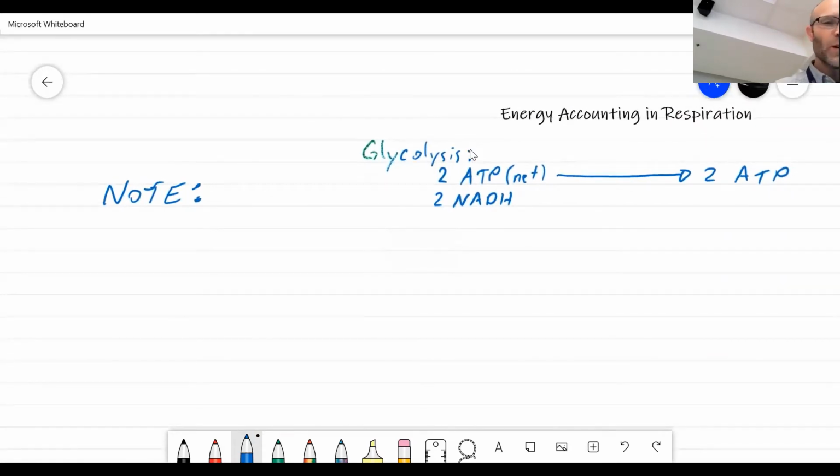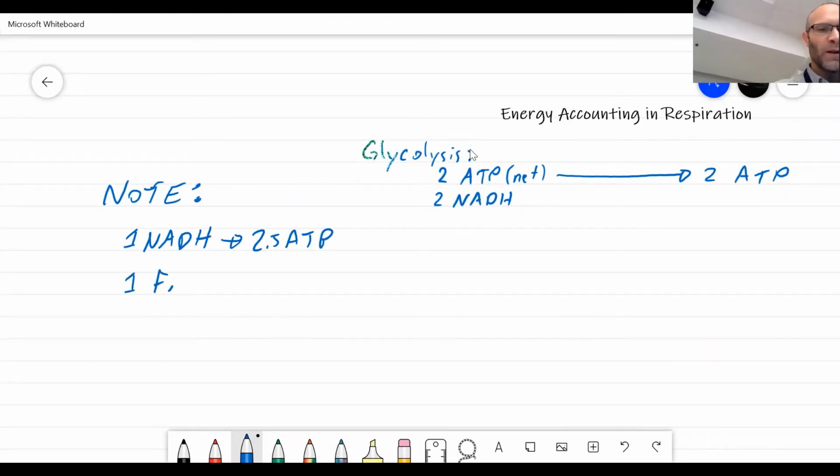So in the mitochondria, one NADH will produce 2.5 ATP. And one FADH2 produces 1.5 ATP. So you're probably also thinking, why do I have such funny numbers? Why don't we just have whole numbers? Why do we have to break everything in half?